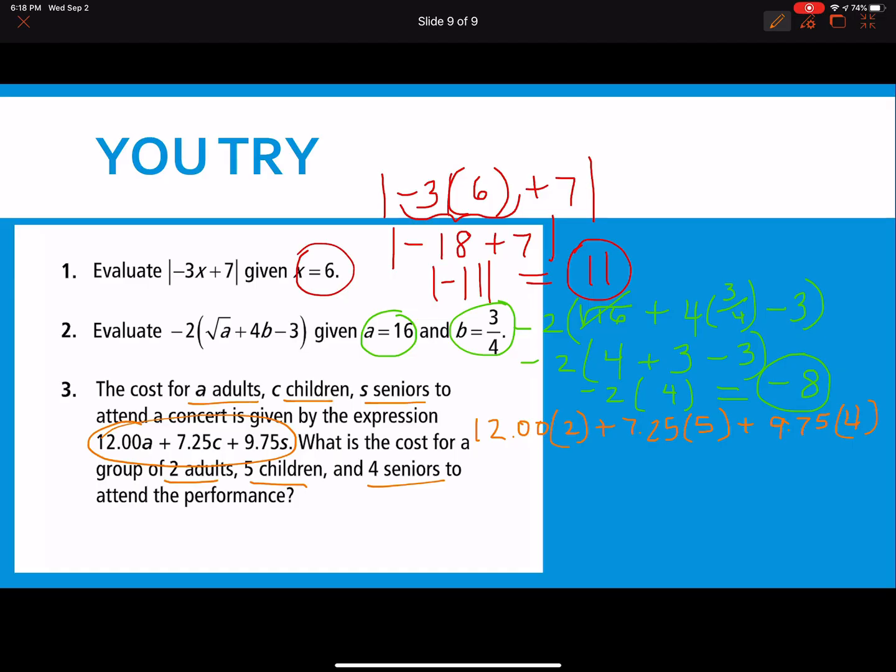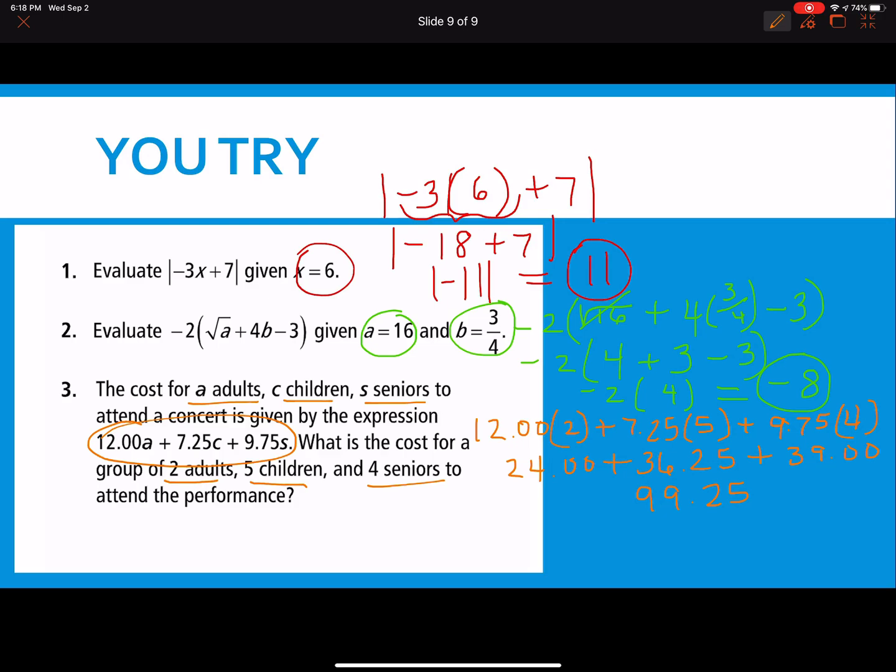So once I substitute my values in place of those variables, I can do my multiplication, and then I can combine with addition. So 2 groups of $12 is going to give me $24. And 5 groups of $7.25 is going to give me $36.25. And 4 groups of $9.75 gives me $39. Now I'm going to add those amounts together, and I'm going to get $99.25.